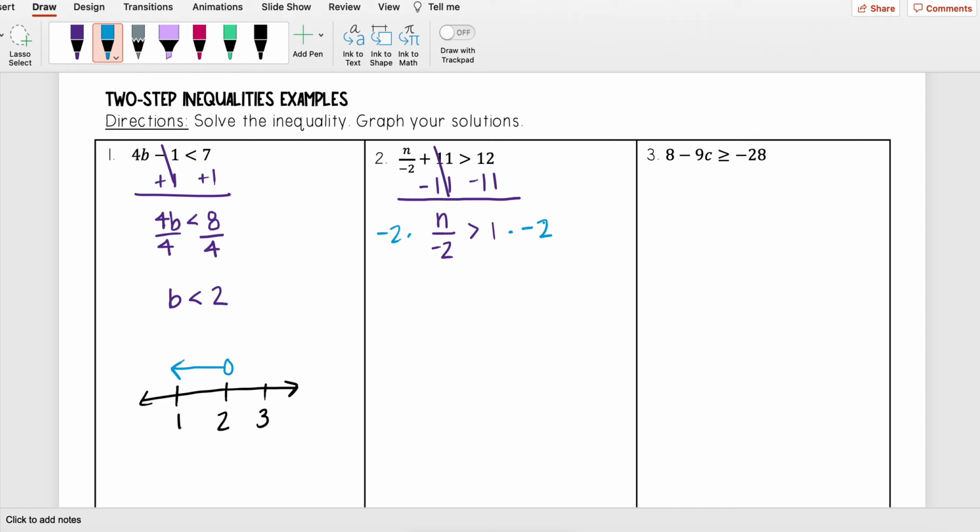But here I need to be careful. Since I'm multiplying by a negative number, that means I need to flip my inequality. So now I'm going to have n is less than negative 2. And so when I graph that, it's strictly less than, so I'm going to have an open circle, and I want everything less than it, so I'm going to draw my arrow to the left.